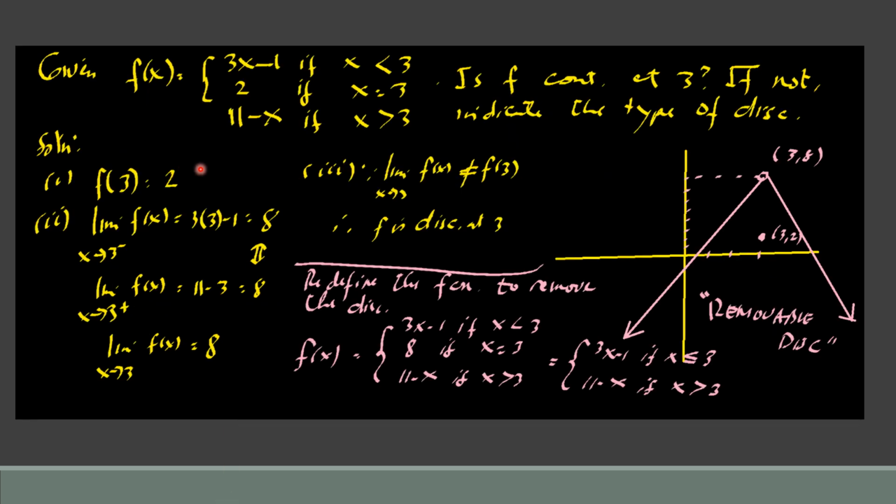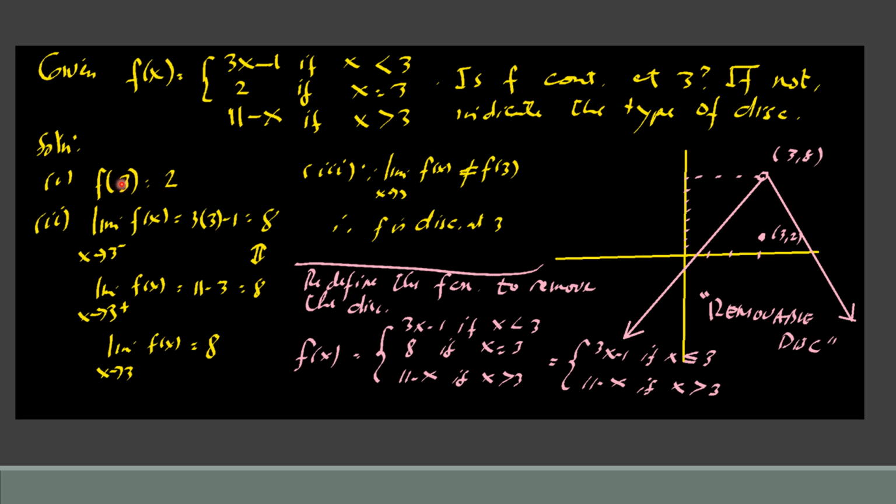Let us now go to our final example about continuity. Given the function f defined by f of x equal to 3x minus 1 if x is less than 3, 2 if x is equal to 3, 11 minus x if x is greater than 3. Is f continuous at 3? If not, indicate the type of discontinuity. So given this piecewise function, we determine the continuity of that function at x equal to 3. If there is discontinuity involved, we state the type of discontinuity.